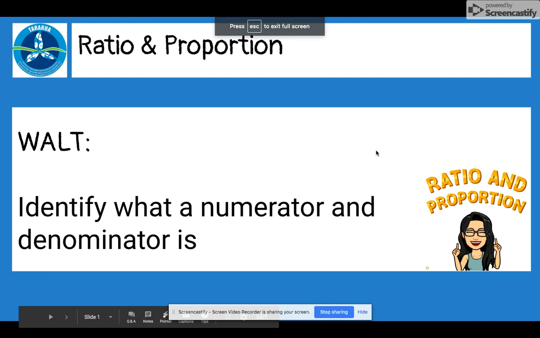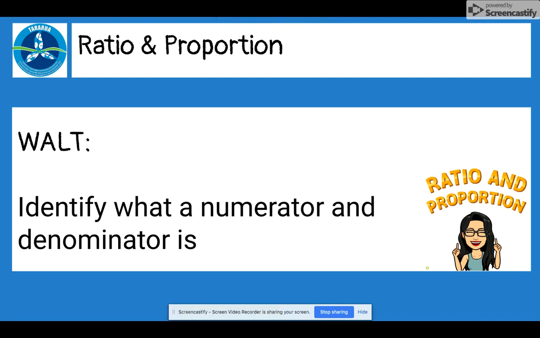Kia ora. We are learning to identify what a numerator and denominator is. Do you know what those words mean?